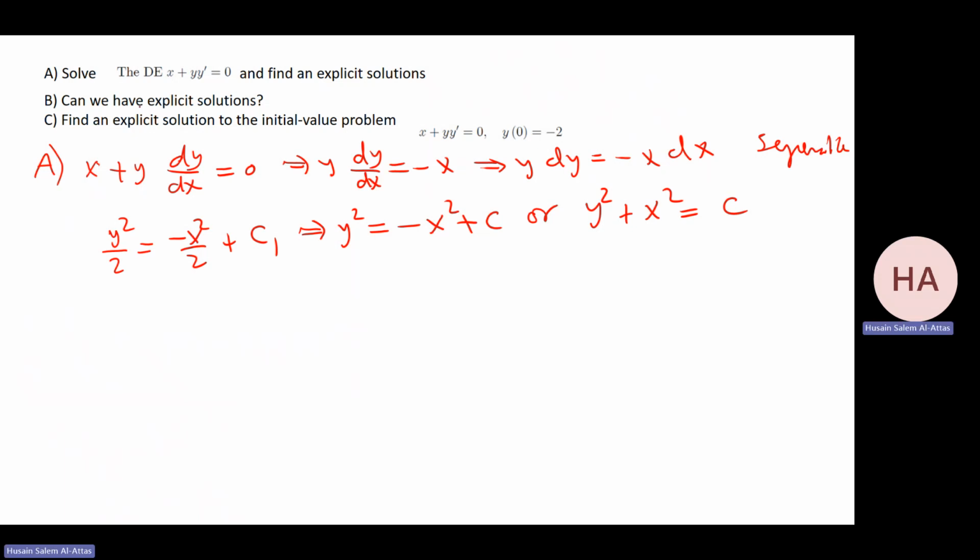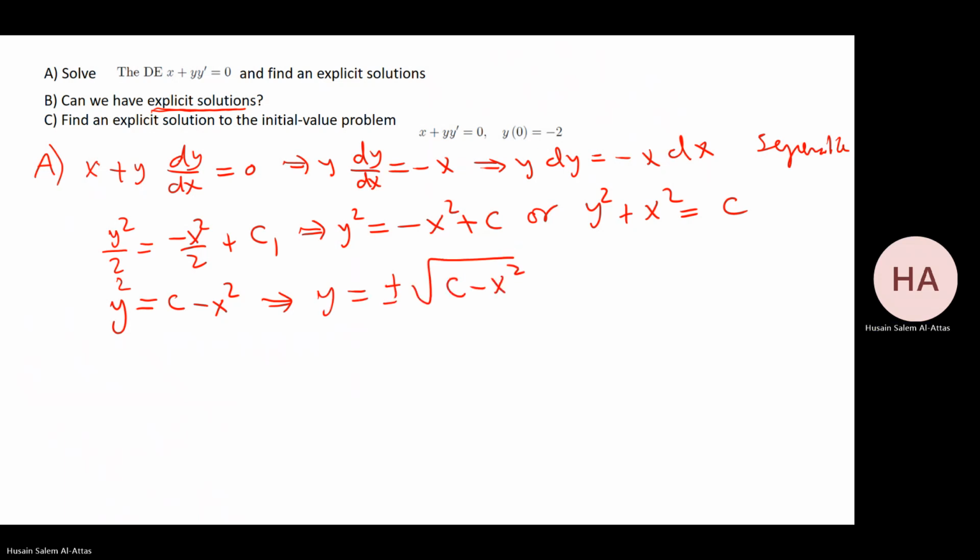If I want to do it as an explicit solution, I need to be careful because y squared will be c minus x squared, which implies I have two solutions. y1 will be the square root of c minus x squared, or I can write y as plus or minus. So this will give me part B. If I want to write it as an explicit solution, I should do it this way, plus or minus.